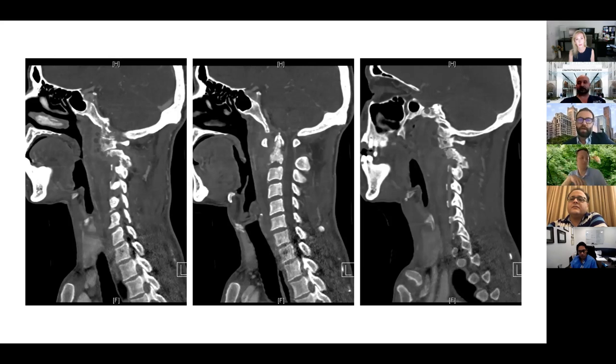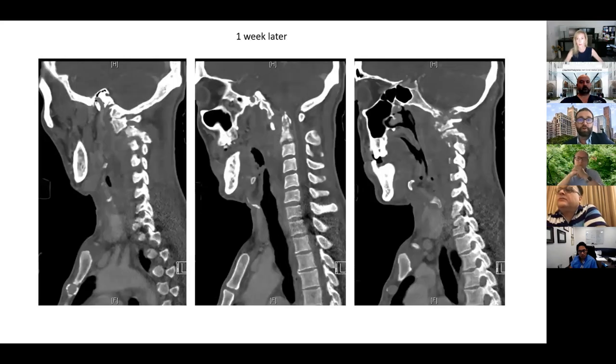Absolutely. So it's good also to learn about the natural history. Although the natural history is not good, it confirms that you've got to intervene early whenever you recognize acute instability. This case demonstrates the necessity of intervention acutely. So he was mobilized. A repeat CT was done a week later. And what do we see here?